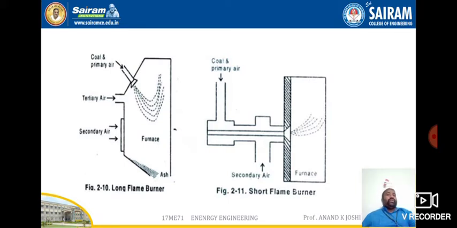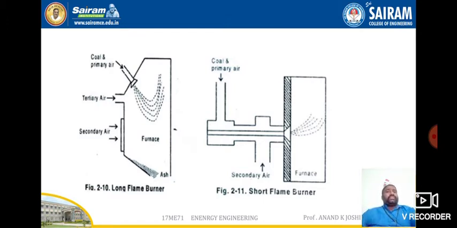The velocity of the mixture at the burner tip is about 50 to 55 or 60 meters per second. In such burners, bituminous coal cannot be burnt easily because it forms cake, so it is very difficult to burn. So modern high pressure capacitor power plants are used for such kind of burners.